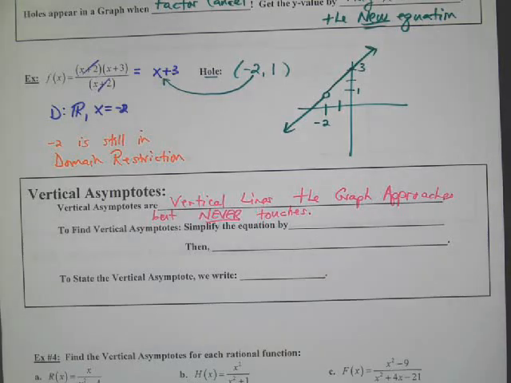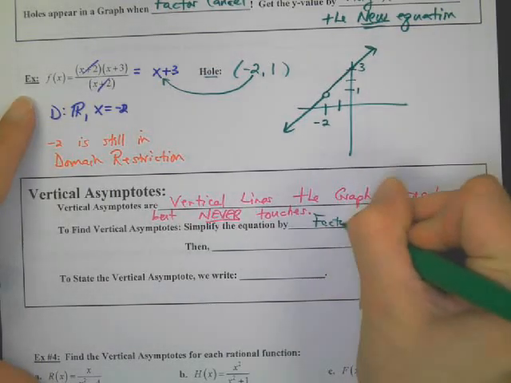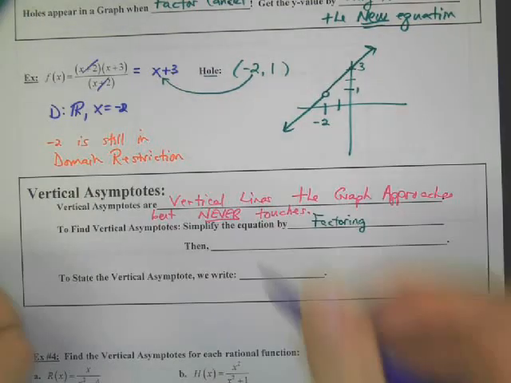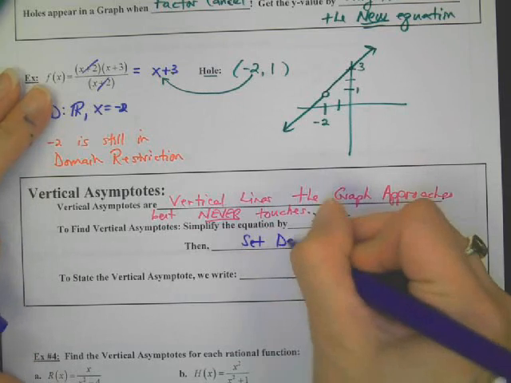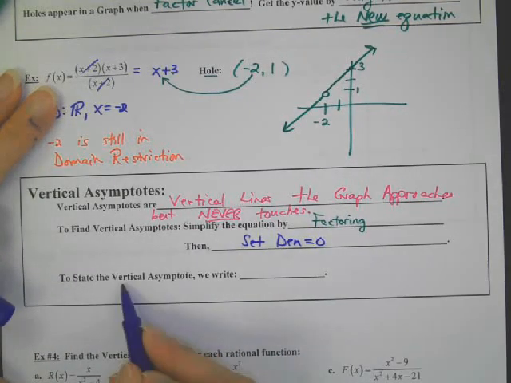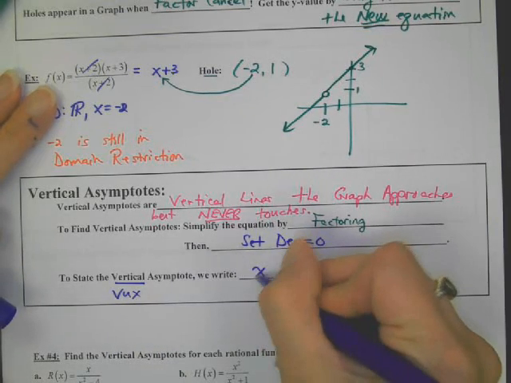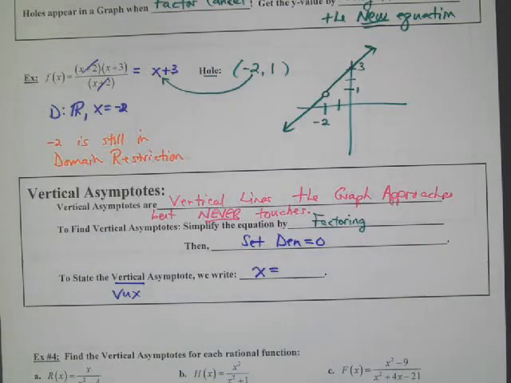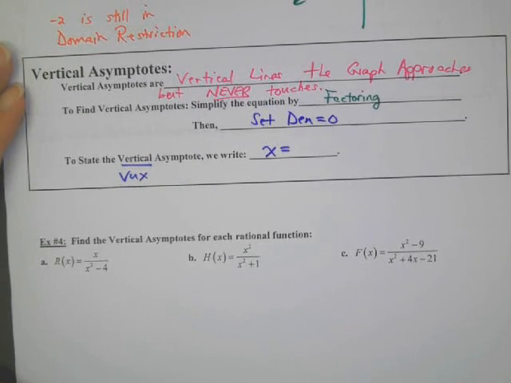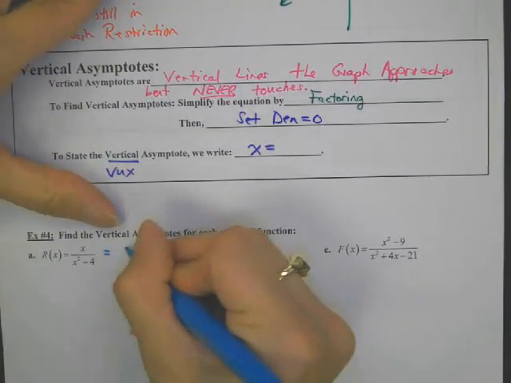To find a vertical asymptote, you simplify the equation by factoring. So first you factor the equation, and then you set the denominator equal to 0. To state the vertical asymptote, since it's a vertical line, make sure you say x equals. So let's look at a couple of examples here to see if we can find the vertical asymptote.